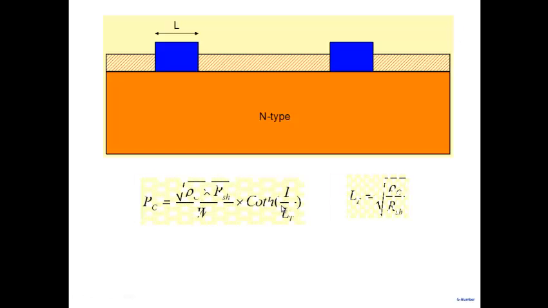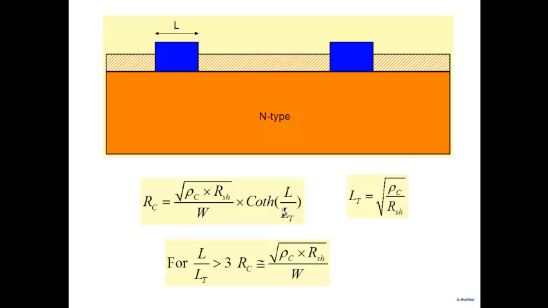Okay, so let's look at some simplifications here. Note that very often you would like contact resistance to be small, and therefore what you would want to do is note that this is coth(L/LT). So if I increase L, what happens to coth?